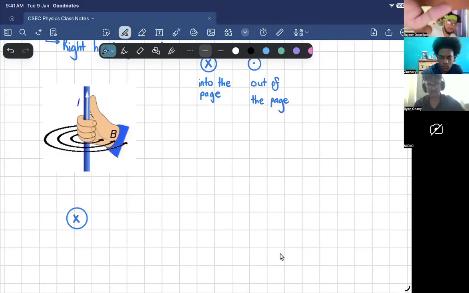Exactly. So it's gonna look like this, and you see the direction in which your other finger is curling. That's gonna tell you the direction of the magnetic field around the wire. So do this for me, and I want you to tell me if this is clockwise or anti-clockwise. You do that. Clockwise. Zachary, I agree? Yes, sir. I agree.